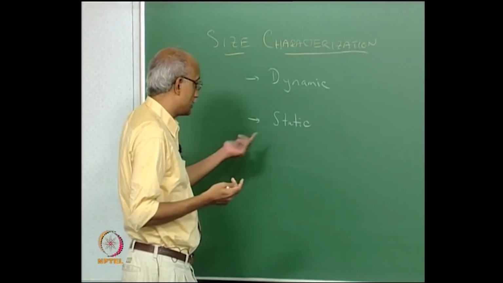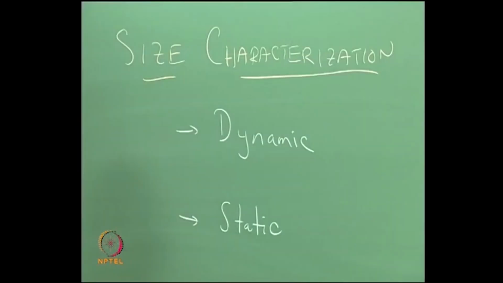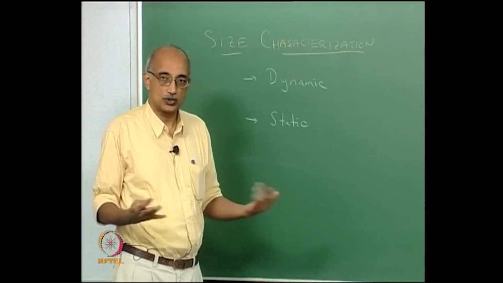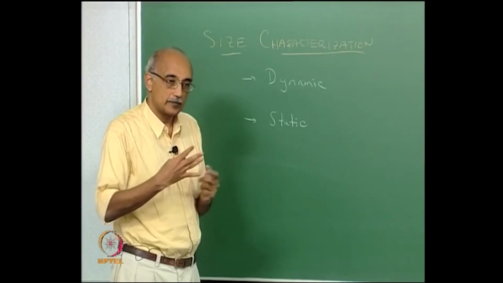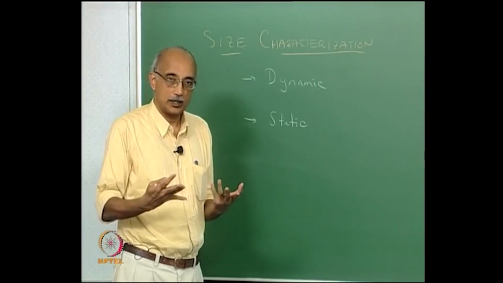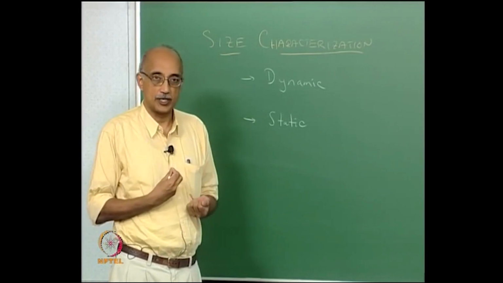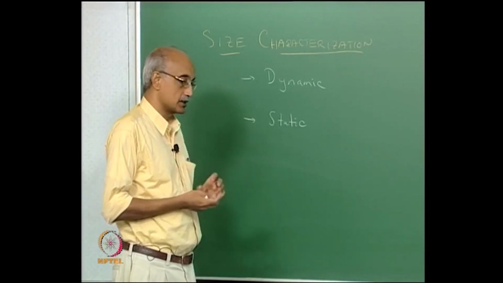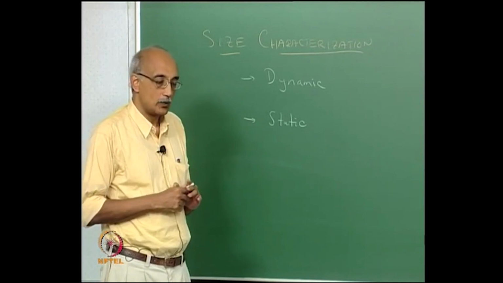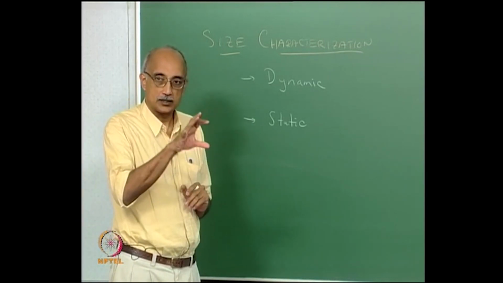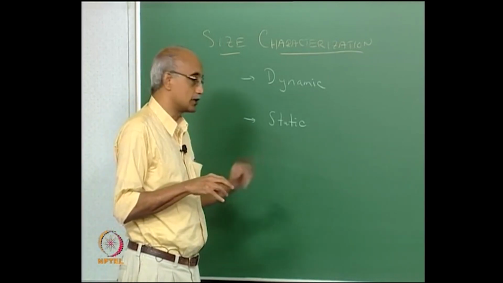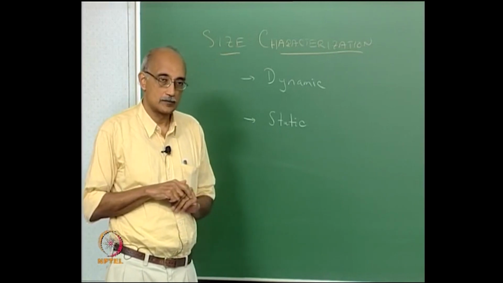So the first technique is what we call a dynamic method, where the particles are actually in motion and you are studying them as they are moving and deriving size information from that, whereas the latter method, where you fix the particle in place and analyze it, is referred to as a static method.